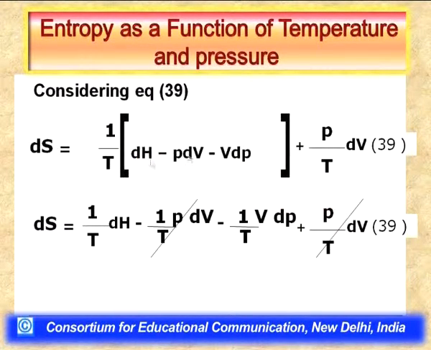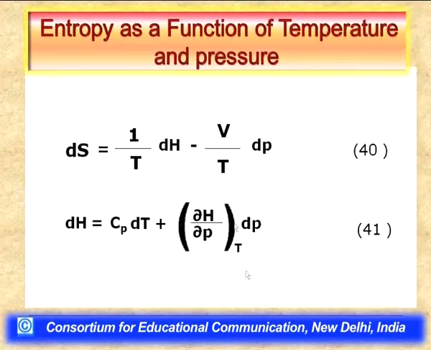Now, how can we modify this? We can remove these brackets by multiplying each term with 1 by T, that is 1 by T dH minus P by T dV minus V by T dP plus P by T dV. You see that the P by T dV terms are common with opposite sign, and so these terms cancel, and what we ultimately get is dS equal to 1 by T dH minus V by T dP.